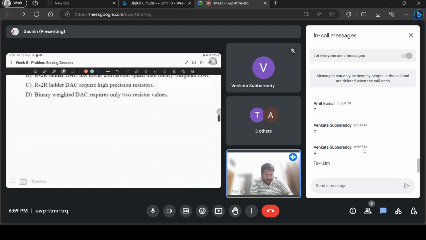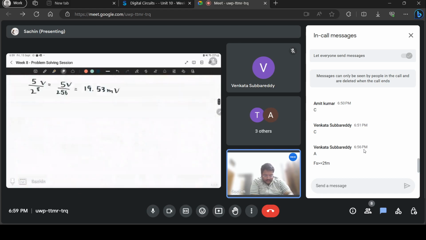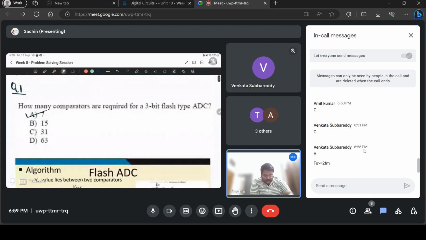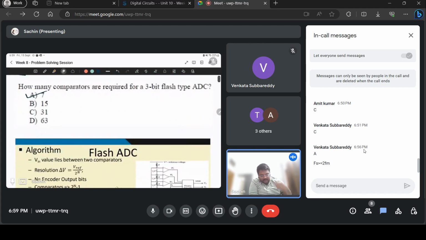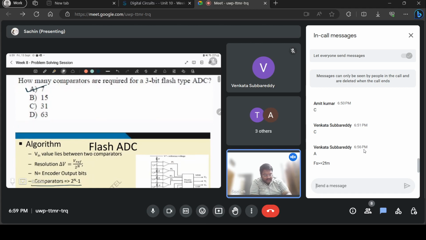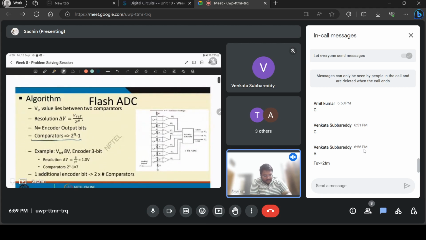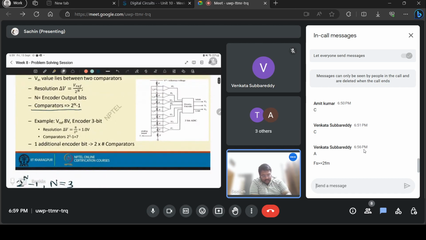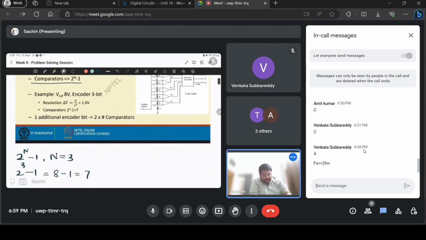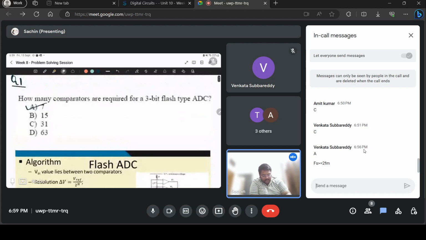I'll just quickly go through all the questions. If you have any doubts in any of them or in any of these topics, you can ask me. How many comparators are required for a 3-bit flash type ADC? From the circuit you can see, for an n-bit flash type ADC you need 2 power n minus 1 comparators. Since n is 3, 2 power n minus 1 is 7. So you need 7 comparators.